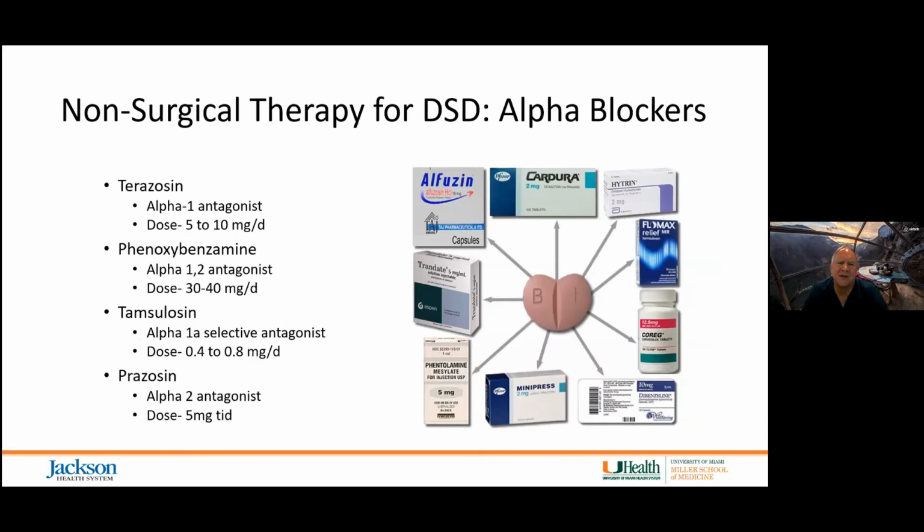So the non-surgical therapies for detrusor sphincter dyssynergia include these alpha blockers. I've used all of them at different times. Depends on the person's acceptance, and some people tolerate some of these. I can tell you phenoxybenzamine is a great medication, but it's very, very expensive now. And I really don't know why, because it's been around longer than all the others, but I think it's a matter of supply and demand. Terazosin, tamsulosin, prazosin, equally effective, and it really depends on the person's response to the medications.